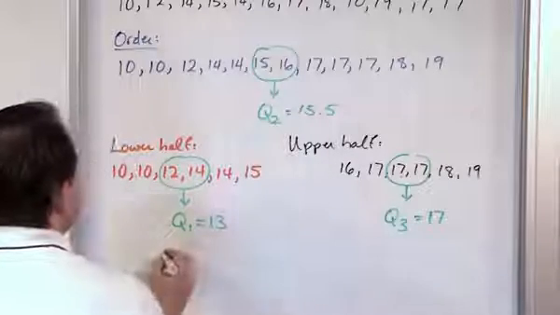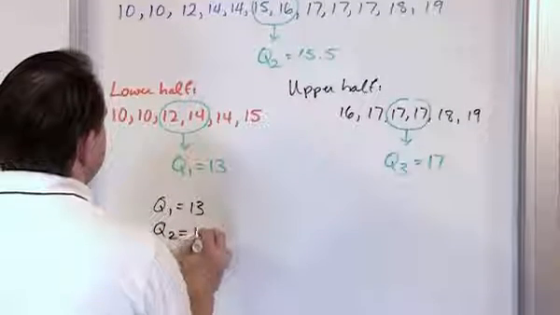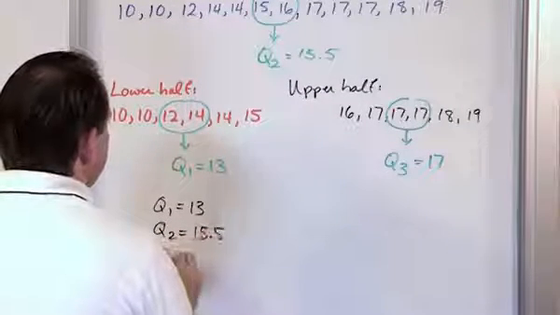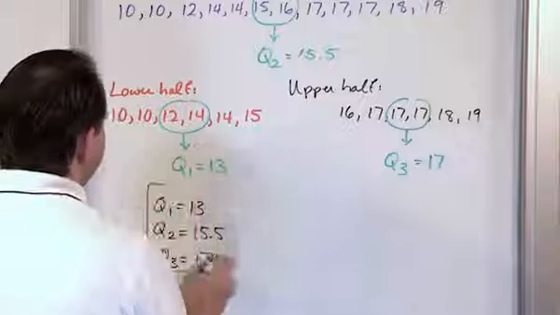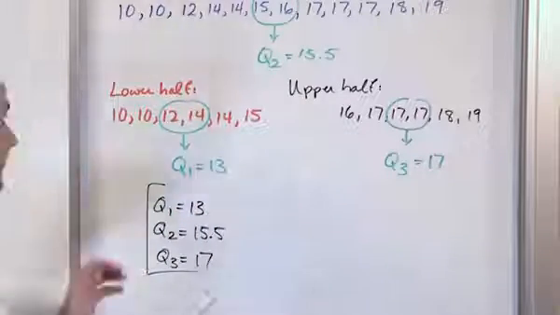And so ultimately, Q1 is 13, Q2 is 15.5, and Q3 is 17. And these are the final answers. The first quartile is 13, and then we have 15.5, and then we have 17.